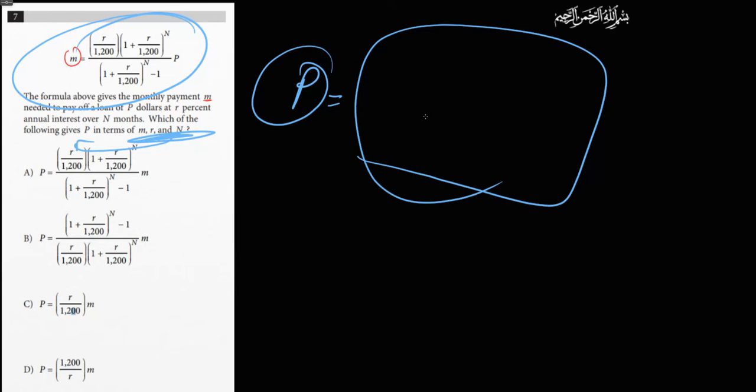If you want P given in terms of M, R, and N, that means if you're given M, R, and N, find P. So you want P over here and everything else on the other side, with R, N, and M over there. So which one of these equivalent expressions is solved for P? What we are asked to do is to solve this equation for P.